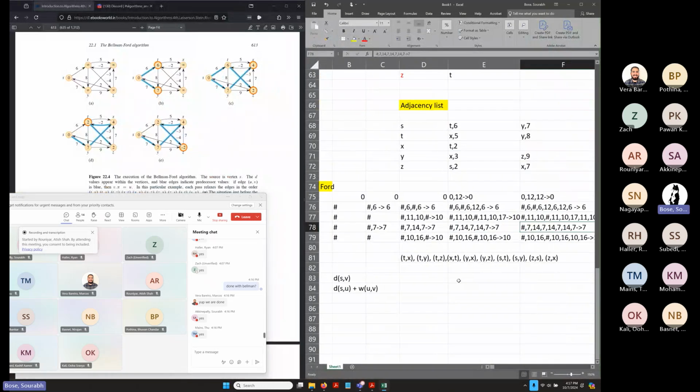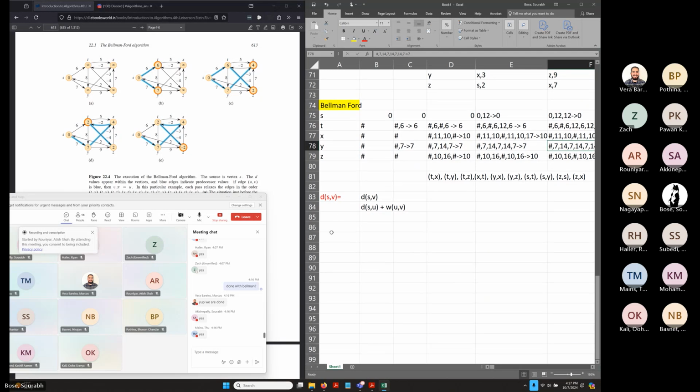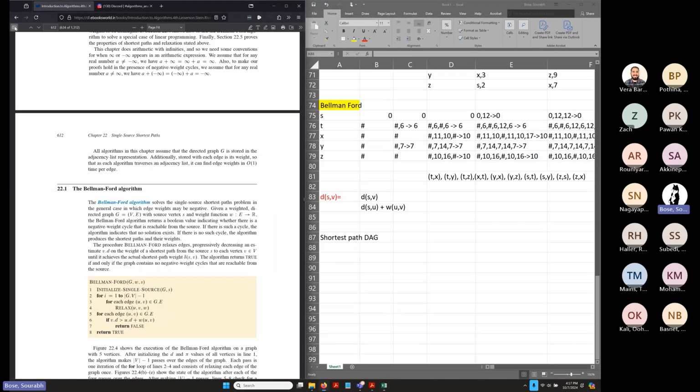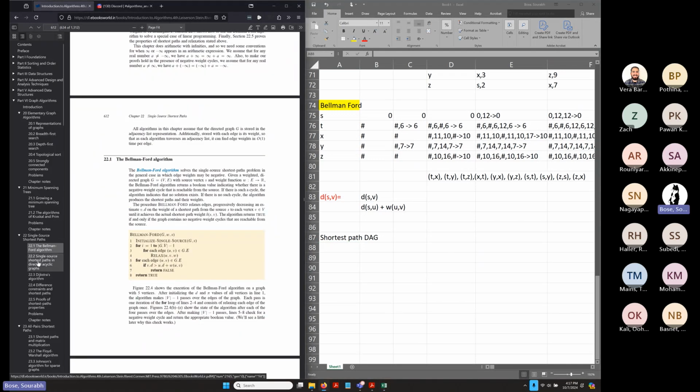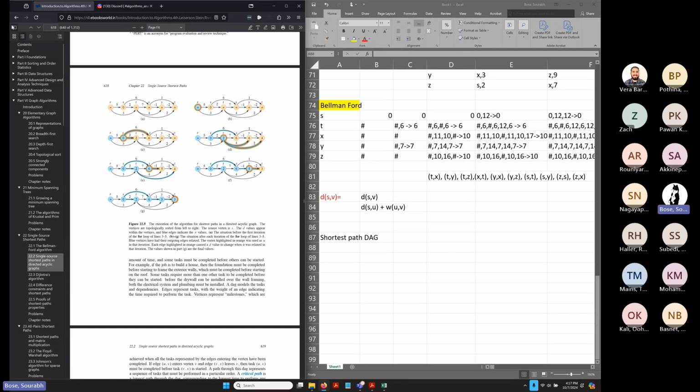Cool. Now we are going to do shortest path DAG. We are not going to be able to do this on this graph because it's not a DAG. This only applies for DAGs. So what we are going to do instead is use the example here and do the DAG on this thing.